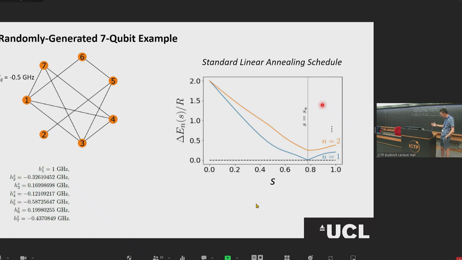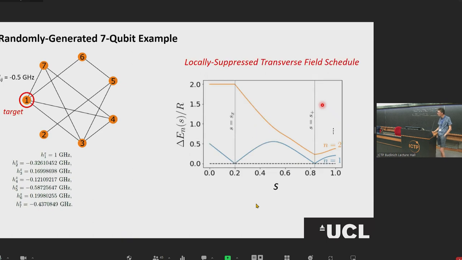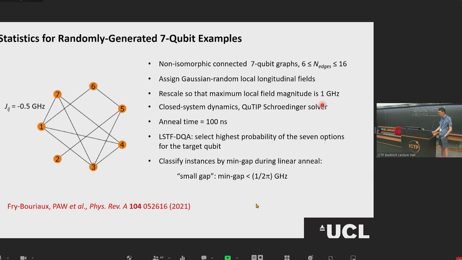Which is going to cause a problem. But if we do this suppressed transverse field approach, locally suppressed transverse field approach, and apply it just to qubit one in this case, which is our target qubit where this is applied, then we get this second avoided level crossing at s equals 0.2, which in principle at least might allow us to exploit this DQA approach. So now we need to generalize this.